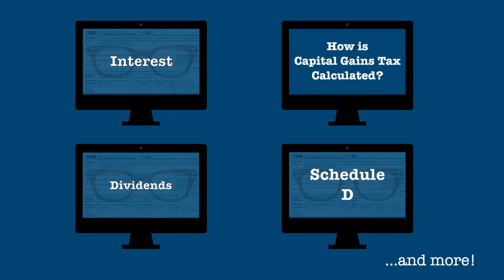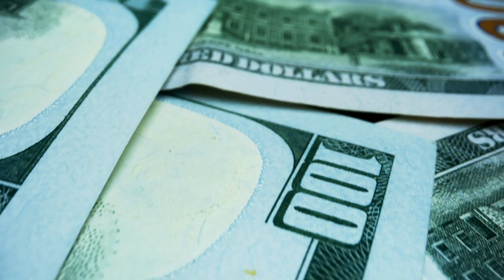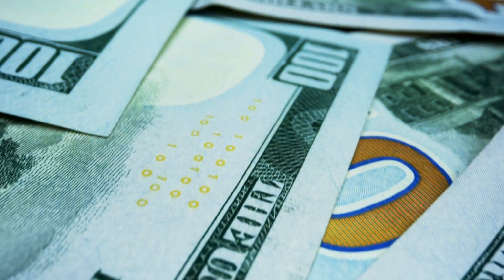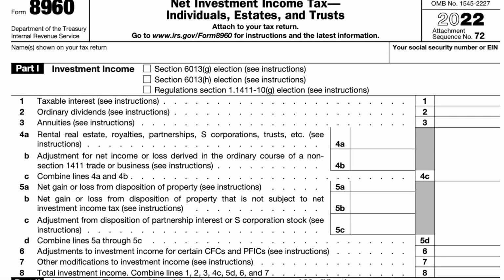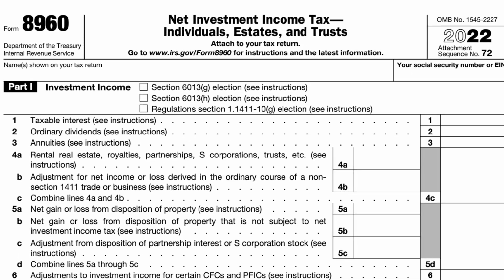In previous videos, we've taken a look at the various ways that investment income, such as interest, dividends, and capital gains, are taxed. But if you have investment income and your adjusted gross income exceeds certain thresholds, you may find yourself liable for an additional tax. I'm the Tax Geek, and here is the net investment income tax, oversimplified.